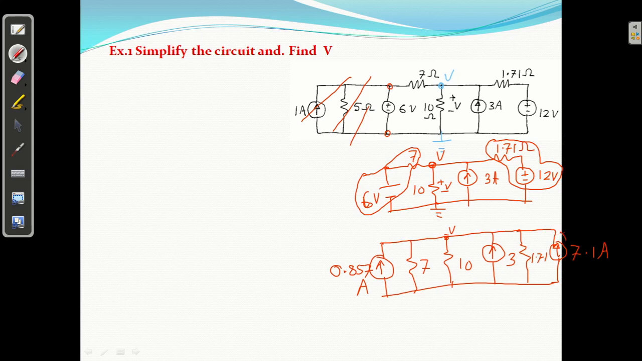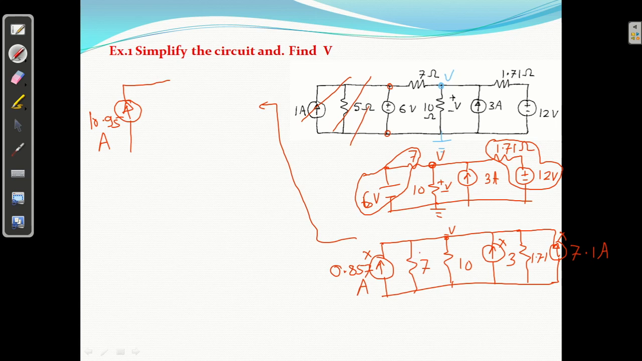Now you can say this current source 7.1 ampere, the 3 ampere current source and the 0.857 ampere current source are all in parallel. So you can convert them into one current source. If current sources are in parallel, you can add all these three. This plus this plus this, you are getting 10.95 ampere.